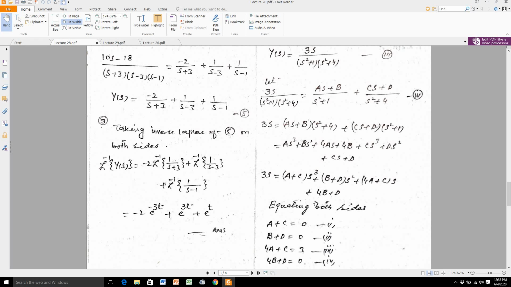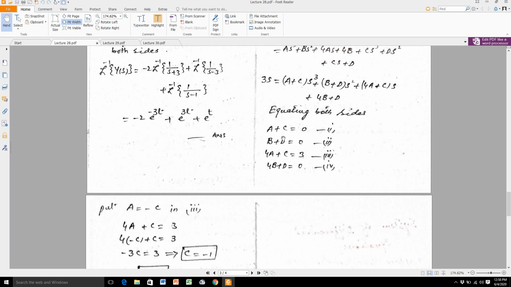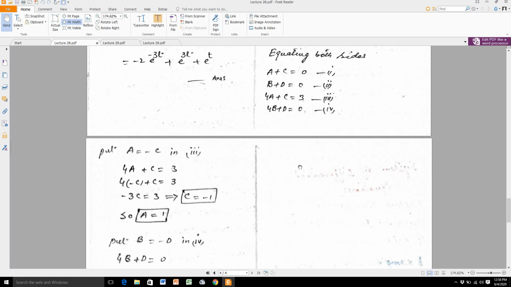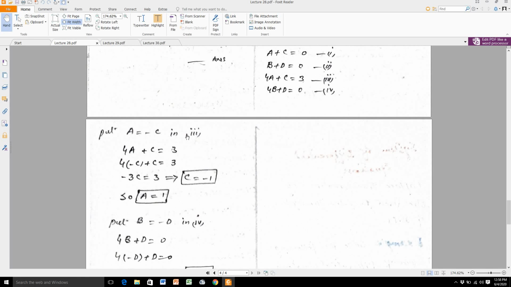Now equating the coefficients on both sides, we get a plus c is equal to 0, b plus d is equal to 0, 4a plus c is equal to 3, 4b plus d is equal to 0. From equation number 1, I write a is equal to minus c. When I substitute this in equation number 3, I get 4 into minus c plus c is equal to 3, minus 3c is equal to 3. In this way c is equal to minus 1.